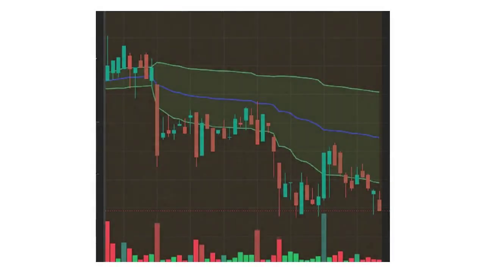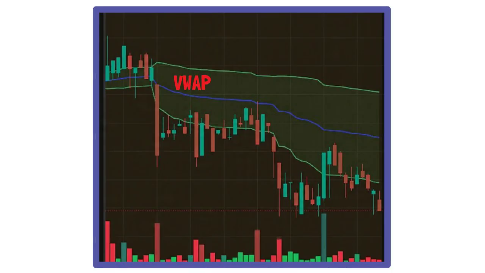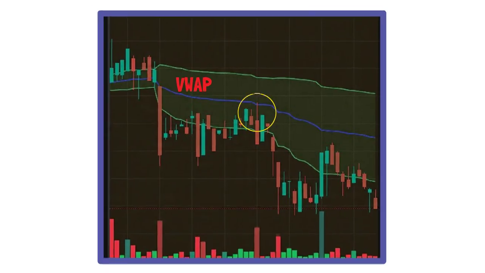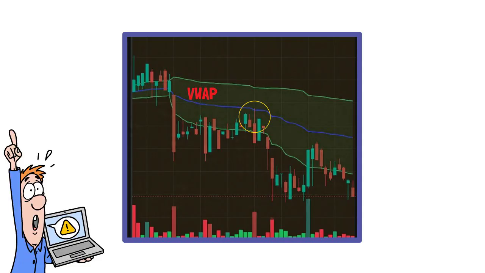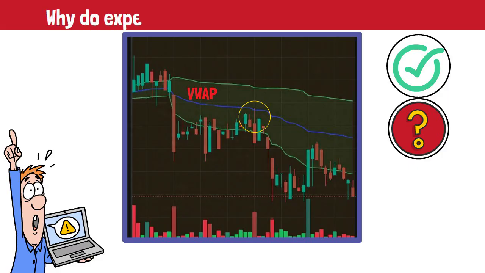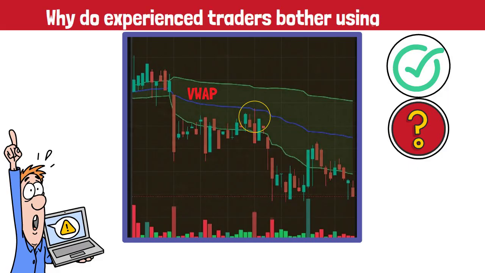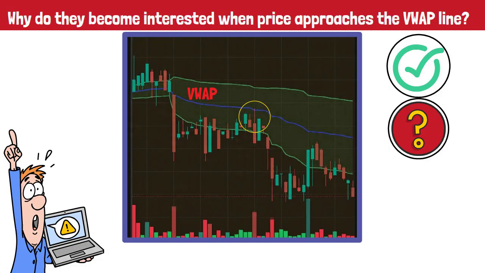If you've ever traded with VWAP for any length of time, you've probably experienced this. Price approaches VWAP, your attention immediately shifts to the chart, and you begin looking for an opportunity. Sometimes the trade works, sometimes price reverses almost immediately. So here's a question that rarely gets asked. Why do experienced traders bother using VWAP? And why do they become interested when price approaches the VWAP line?